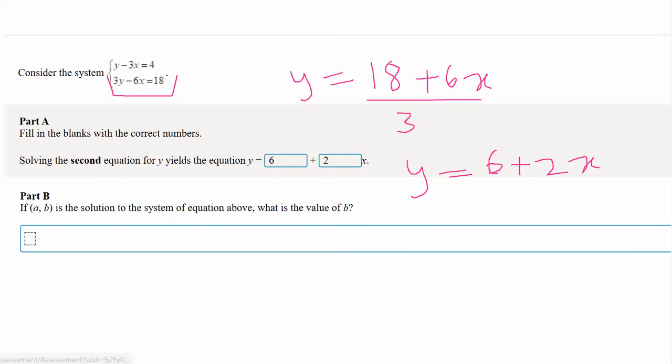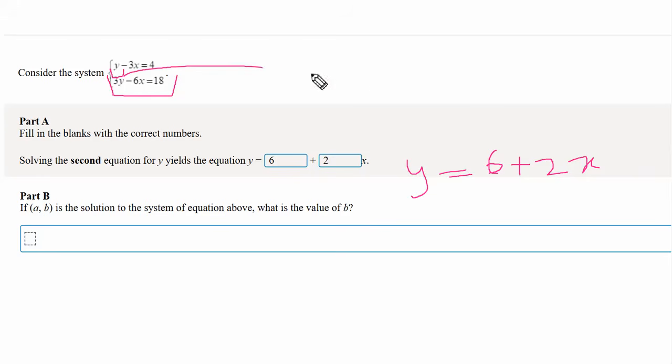And then what do you do? Again, you have made this in terms of y already. So what will we do? We will just substitute the y by these terms. So we'll substitute the y in here by this. Why? Because we already have solved it, right? So we'll just put the y in here. We'll get 6 plus 2x minus 3x is equal to 4.